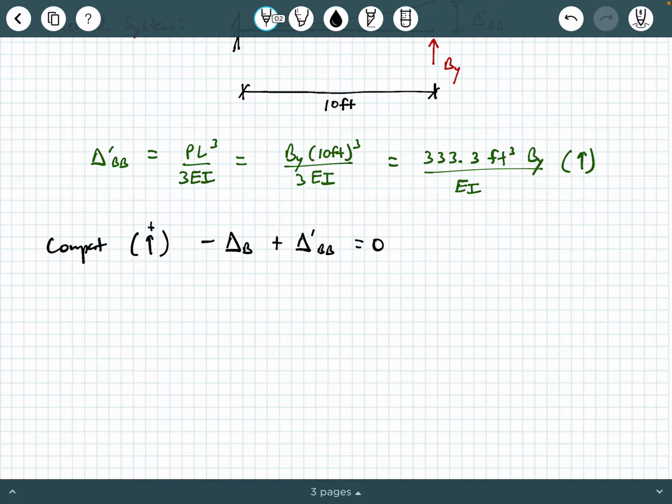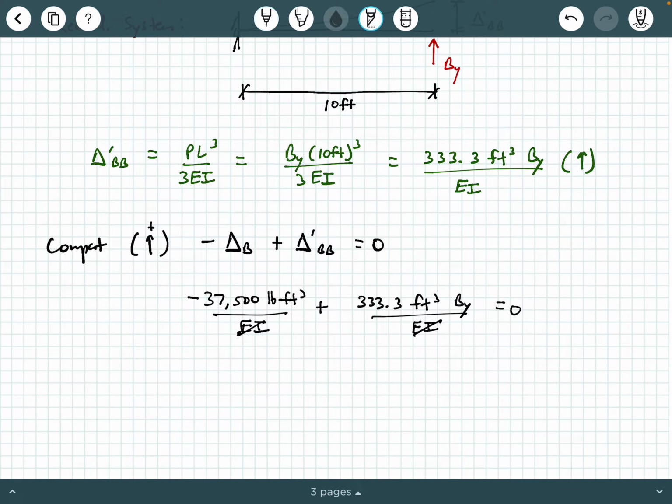So I'm going to write these expressions in here: negative 37,500 pound-feet cubed over EI plus 333.3 feet cubed times BY all over EI equals 0. And the EIs are going to cancel, because when you add these two expressions together and set them equal to 0, the EI is common to both terms, so it'll cancel out.